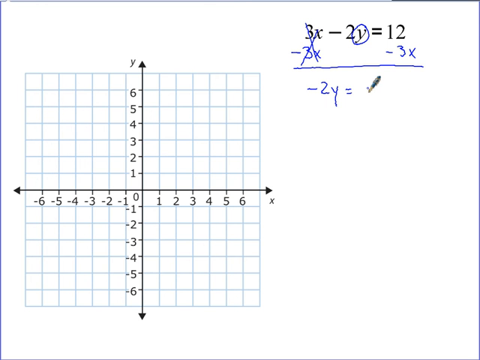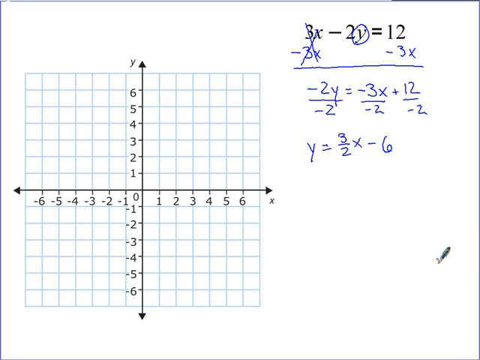Because I'm going to write it in slope-intercept form, I'm going to go ahead and write the x term first. So -3x plus 12 is what's on the other side. Finally, I need y by itself, so I'm going to divide by -2. And when I divide over here, I'm going to divide everything by -2. So I get y equals -3 divided by -2, which simplifies to positive 3 over 2 x. 12 divided by -2 is -6.